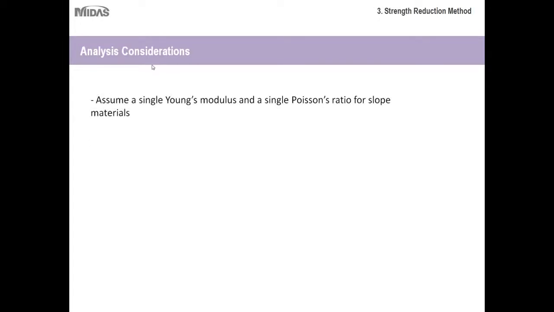Okay, so here are some analysis considerations. These are some things to take into account or to keep in mind when you're doing the strength reduction method. First, you should assume a single Young's modulus and a single Poisson's ratio for the slope materials. For example, if you have a uniform layer of soil, you only need one Young's modulus and one Poisson's ratio for that entire layer. But if you have a layer below it of, say, weathered rock or weathered soil, then that would have its own individual Young's modulus and Poisson's ratio. So just keep in mind that if you have a uniform layer of soil, you don't really need to worry about having multiple Young's moduli or Poisson's ratios for them. Only one is really needed.